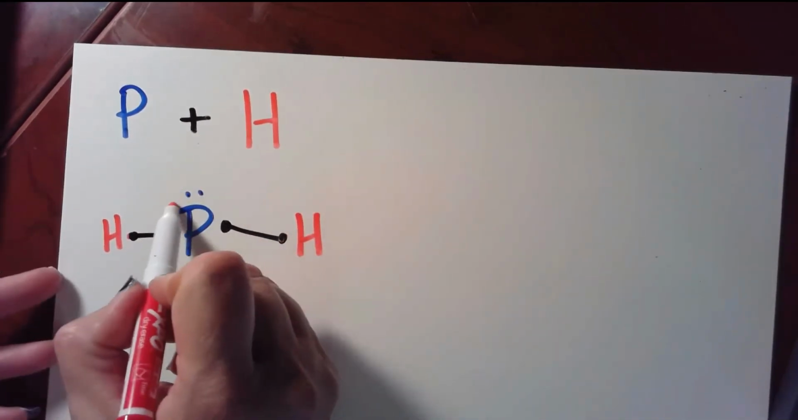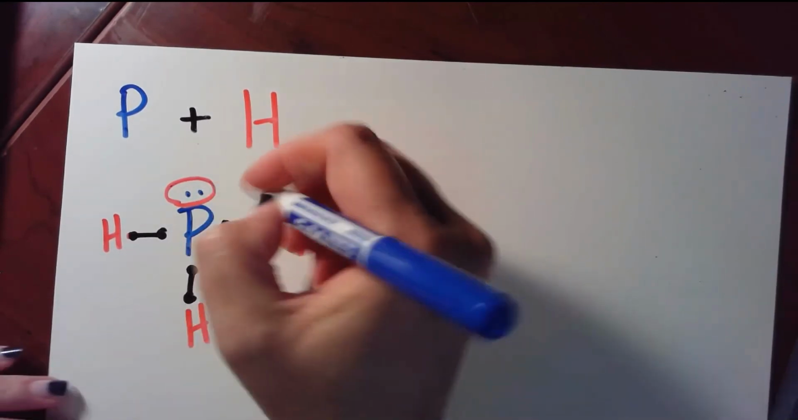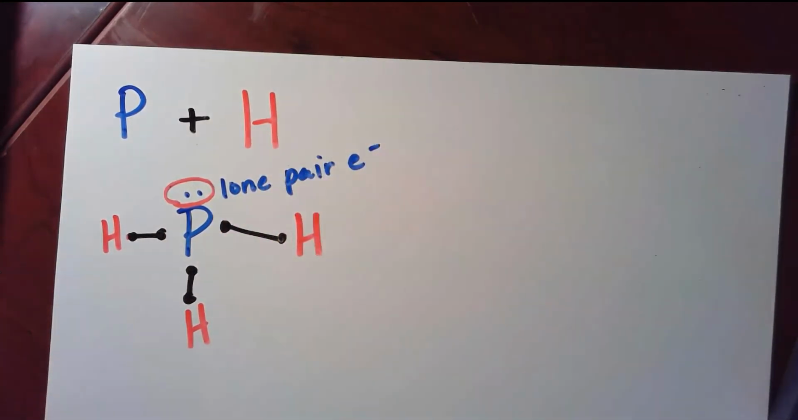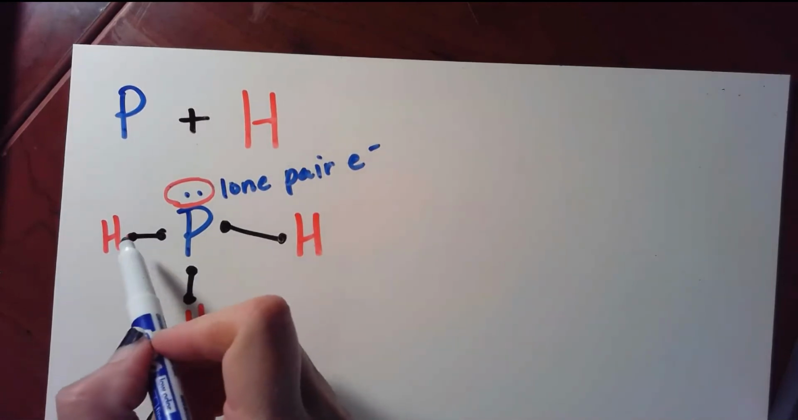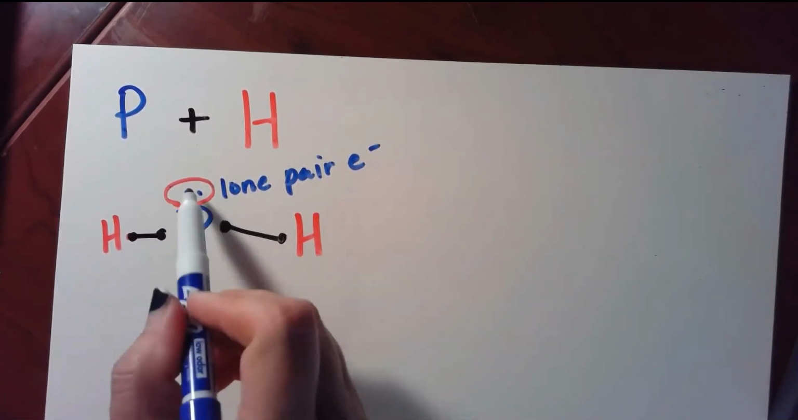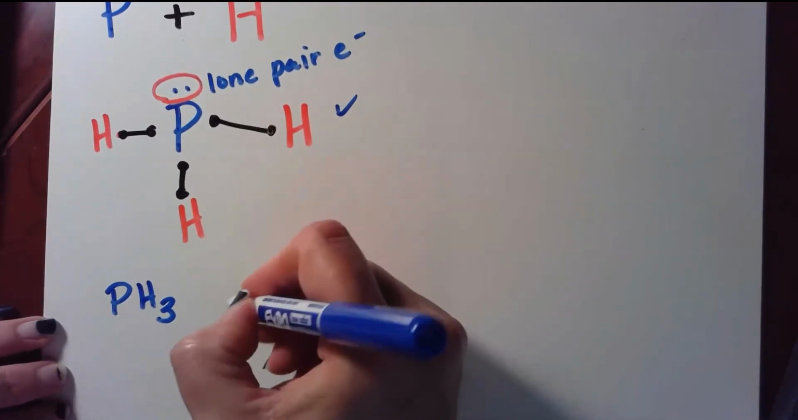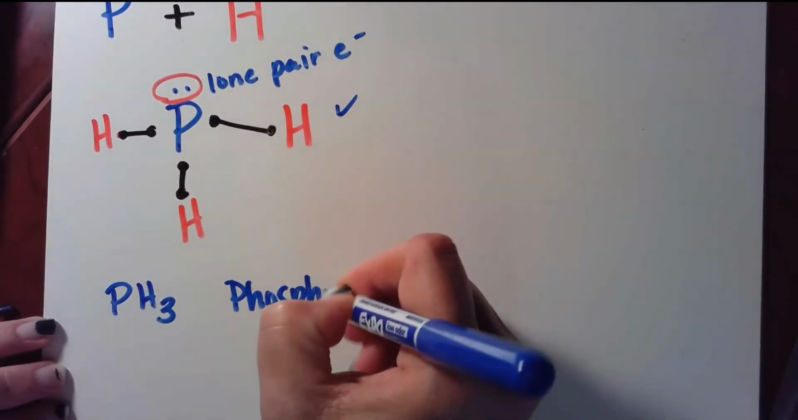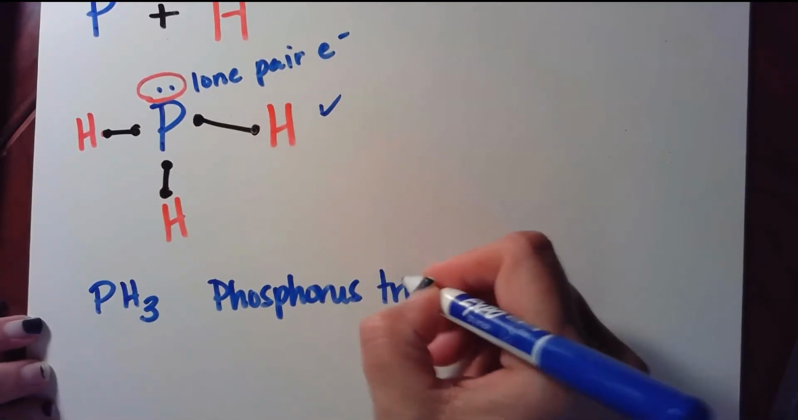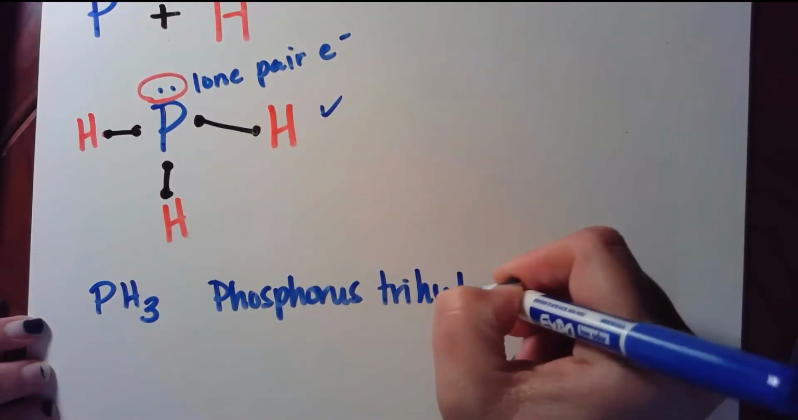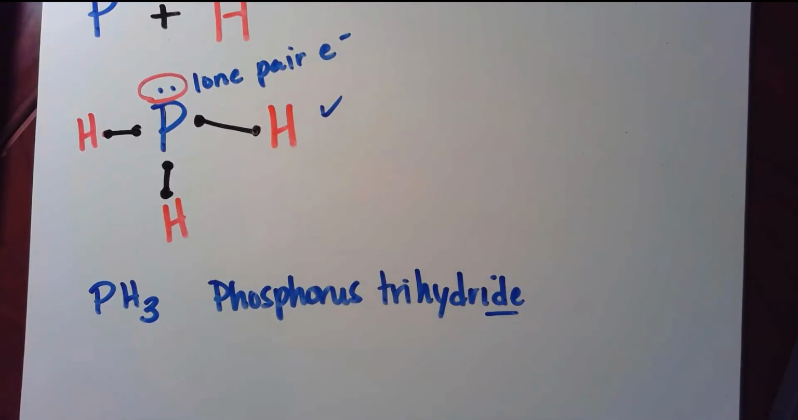There's a bond. So do you remember what these were called up here? If you said lone pair, you would be correct. Lone pair of electrons, or non-bonding electrons, and each hydrogen has 2, and P has 2, 4, 6, 8. So you're done with that. There's the drawing. The formula is PH3, and the name is phosphorus trihydrogen, but change the ending to "ide", trihydride. This is one of those where you lose a couple of the syllables in the ending.